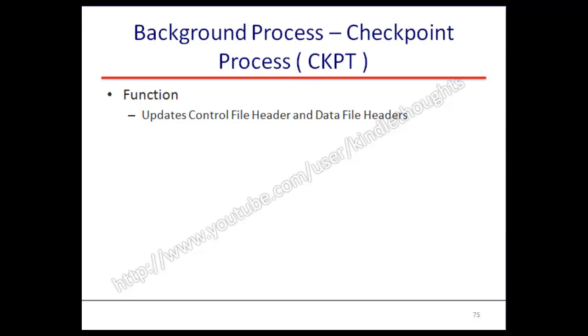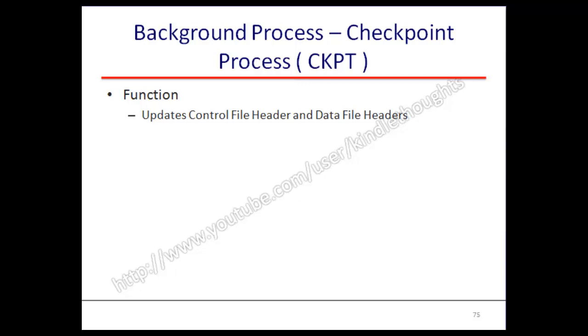The next process is the checkpoint process. Now, in simple terms, a checkpoint is an event which tells the database that all the changes till a particular time are actually recorded within the data files. This particular event is also referred to as an SCN, a system change number.